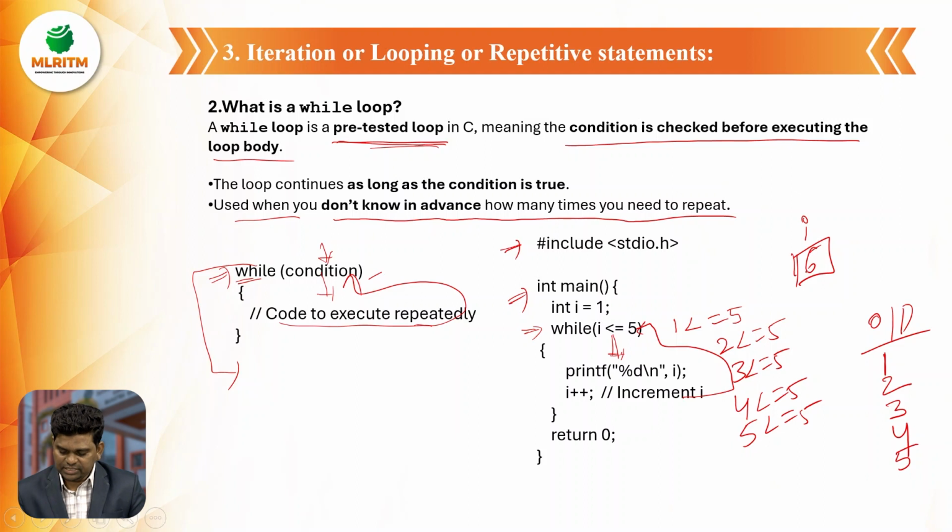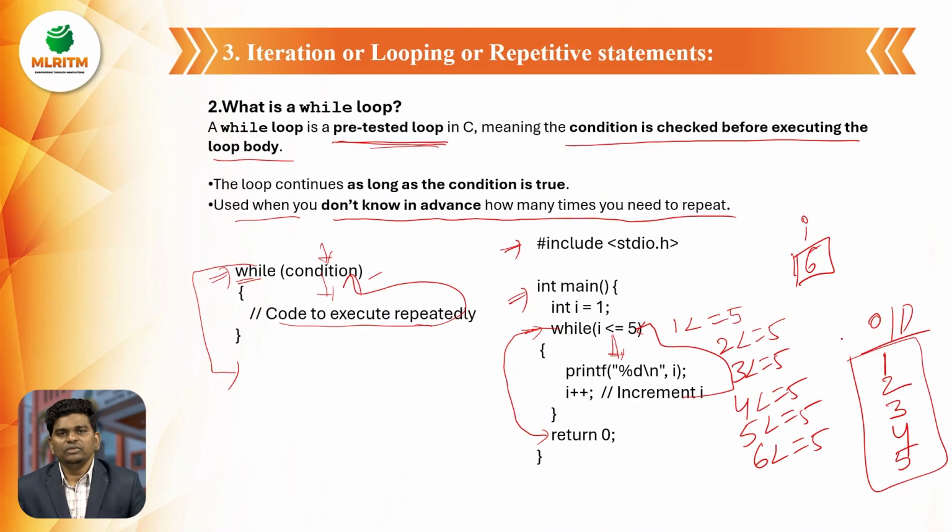Then it checks the condition again, 6 less than or equal to 5. No, this is false. So it skips the while block and goes to the next line. The next line has the return statement. The meaning of return 0 is that the execution is successful. Then it goes to the closing brace of main, the end of the program. When you see the output, it displays the numbers 1 to 5.